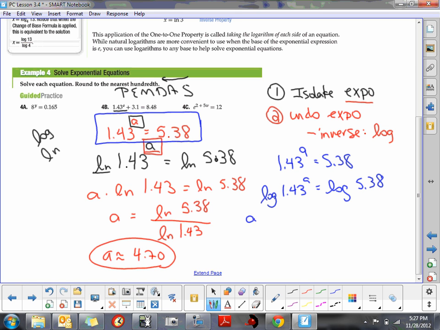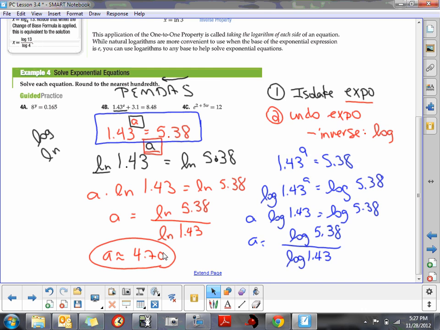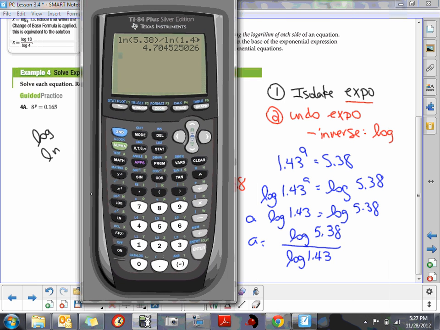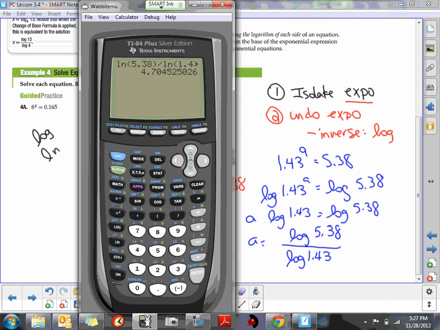Bring down your power rule. A times the log of 1.43 equals the common log of 5.38. To get a by itself, we would take the common log of 5.38 and divide it by the common log of 1.43. We should get the exact same result. That's the last time I'll kind of cross-reference that for you. So I want to keep pointing out it doesn't matter what log base you use.